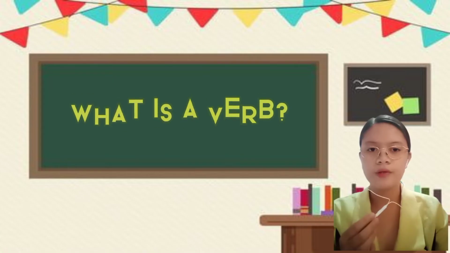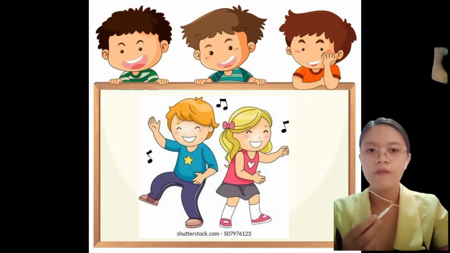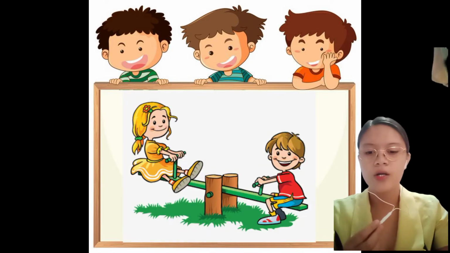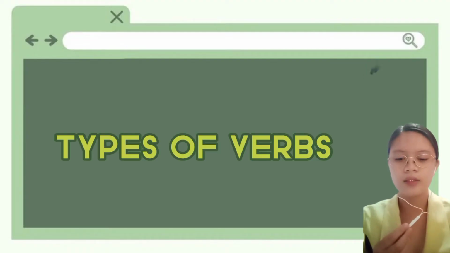So, what is a verb? A verb is a word that shows an action or an event. For example, dance, sing, play. Those are examples of a verb. Next, let us proceed to the 7 types of verbs.